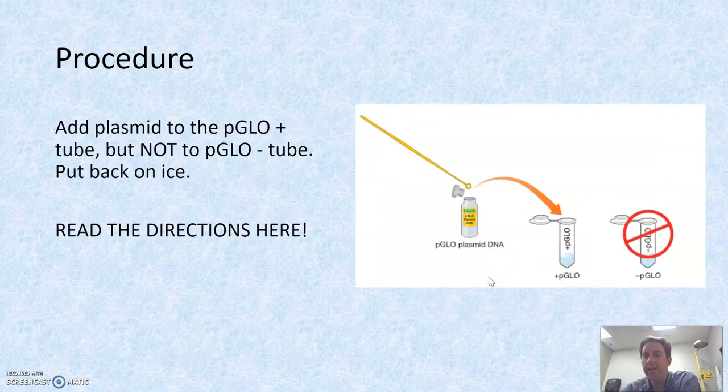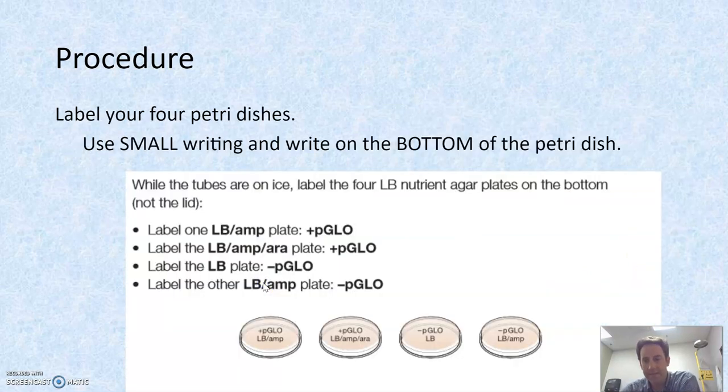The next step is where these become different. You take plasmid, which again just comes in this little vial, and you're going to add plasmid to the P-glow plus, but not to the P-glow minus. And then you're going to keep these on ice for about 10 minutes. And while they're just chilling on ice, the cell membranes of those bacteria are going to cool down. And hopefully you remember from what we've learned about membrane fluidity that the cold is going to kind of slow those molecules down and the membrane is going to kind of become packed up.